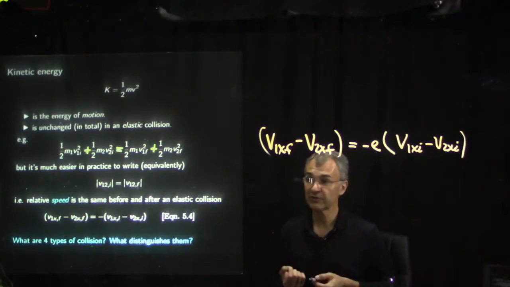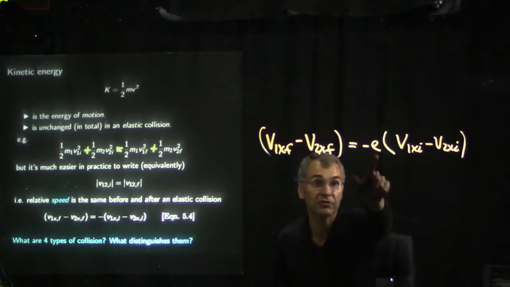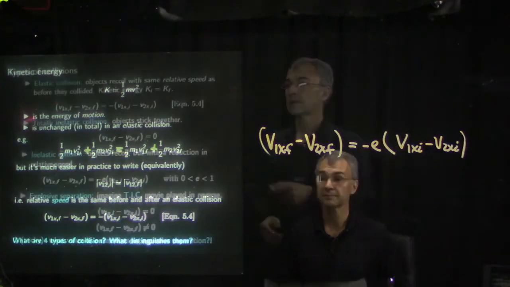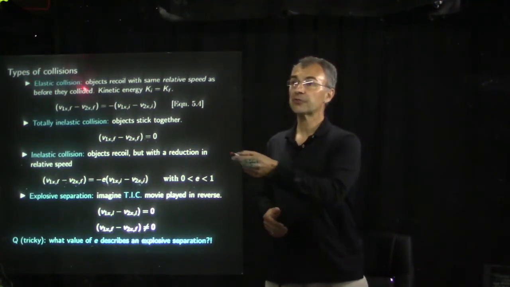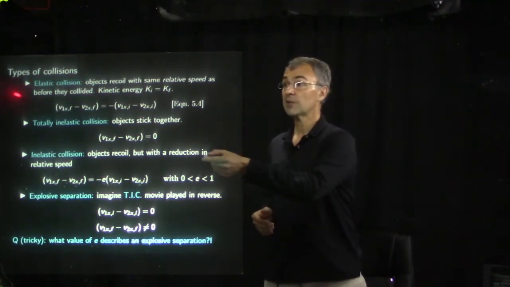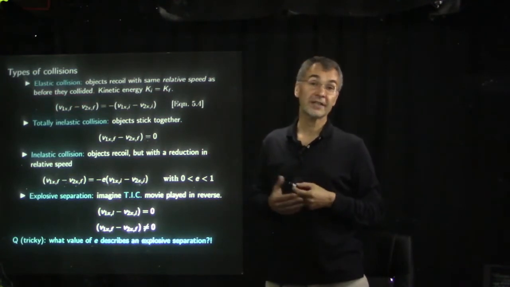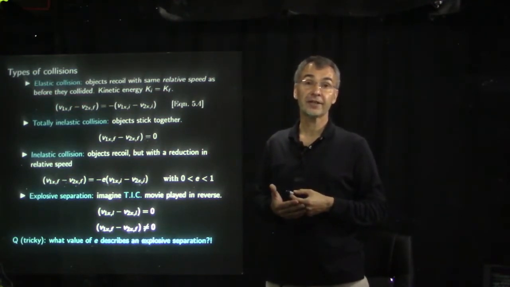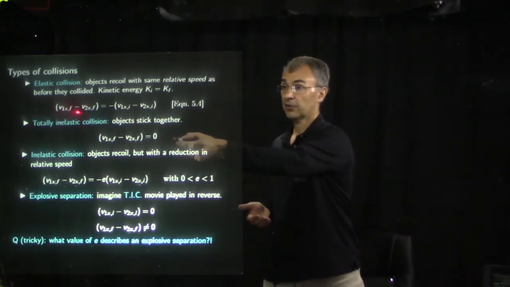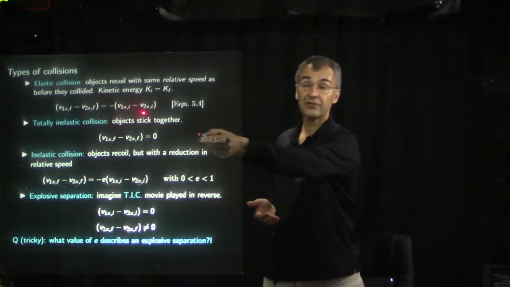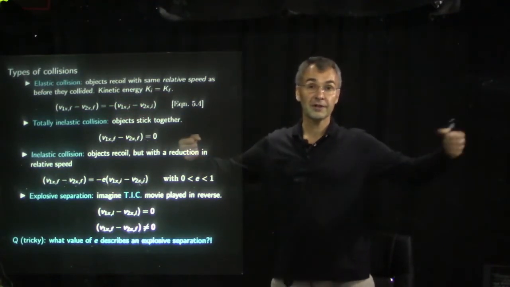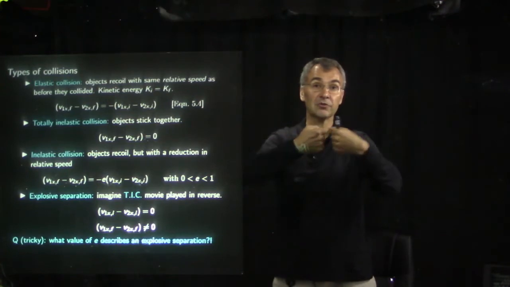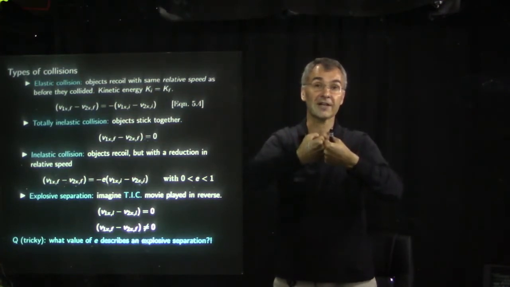So the 4 types of collision are distinguished by their value of this restitution coefficient, little e. 4 types of collision. Elastic collisions: objects recoil with the same relative speed as before they collided. The total kinetic energy afterward equals the total kinetic energy beforehand. So if you write the relative velocity in the x direction afterward, it's just the negative of the relative velocity in the x direction beforehand, if you have elastic collisions between 2 objects colliding along the x-axis.